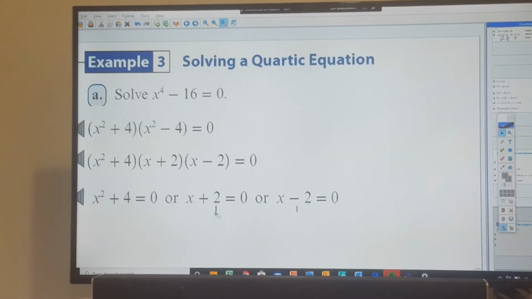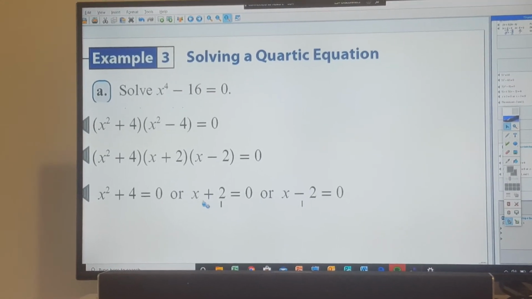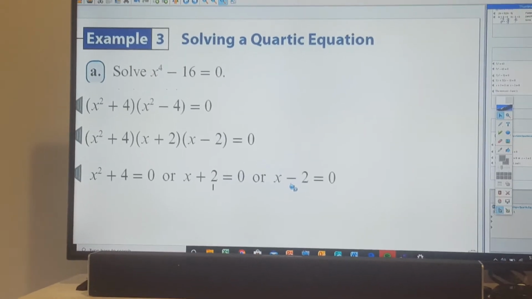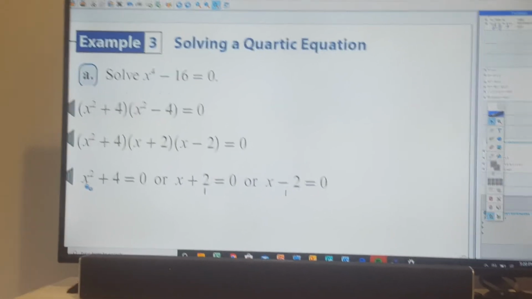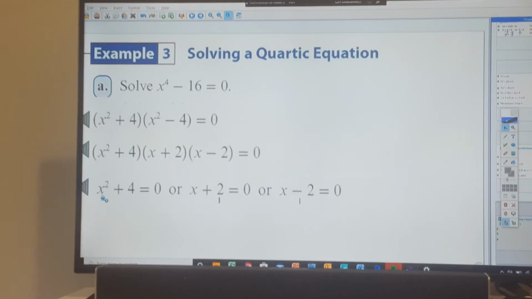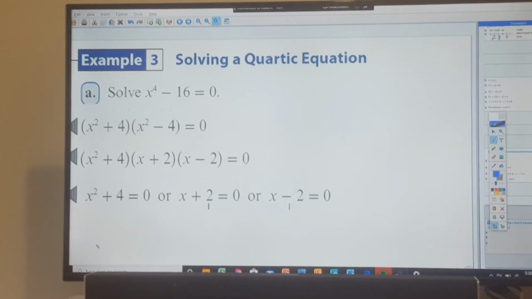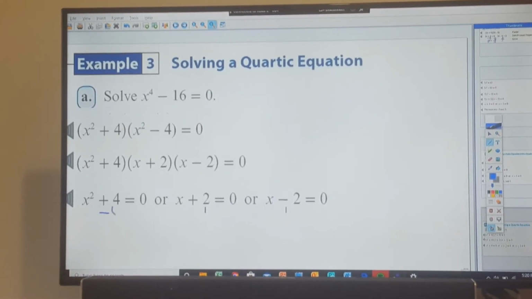All right, so we're going to set all these equal to 0. Now these two right here, x plus 2 and x minus 2, you can probably solve these in your head. The solution for this would be negative 2. The solution for this would be 2. But now what about x squared plus 4 equals 0? Is there a real value that I can put in for x squared that would satisfy the equation? And the answer is no. But we're going to solve this to see if there are some complex solutions that come up.